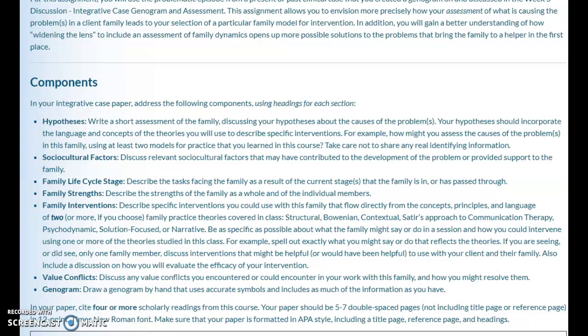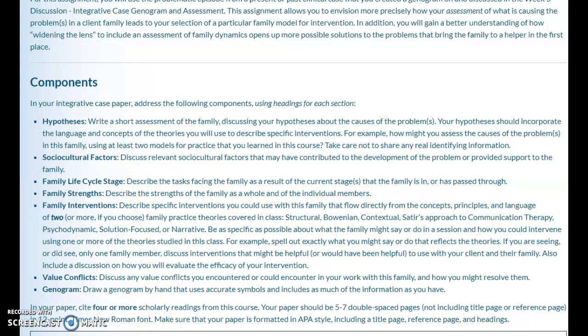So then we have the intervention section, which is the bulk of the paper and where the largest amount of points lie in the rubric. Pay close attention to this section and provide an ample amount of detail and references. You will be identifying interventions from at least 2 different theories, hopefully the theories that you discussed within the hypothesis, and make sure that they are theories from the class. They are listed out here.